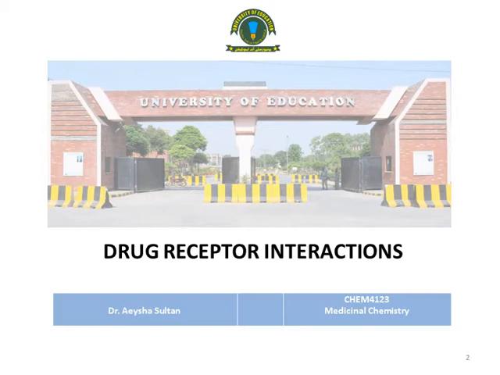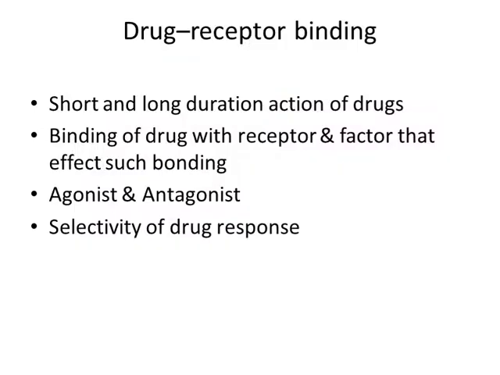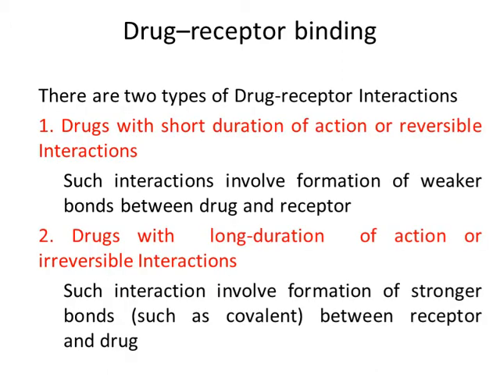So for the course of medicinal chemistry today, we shall discuss the drug receptor interactions. Key concepts which we shall discuss in this lecture are short and long duration of action of drugs, binding of the drug with the receptor and the factors which affect such binding, and we shall study about the agonist and antagonist, and we shall study about the selectivity of the drug response.